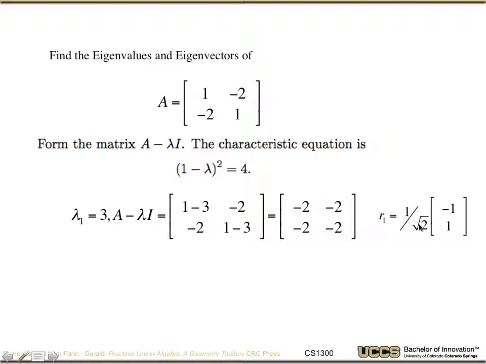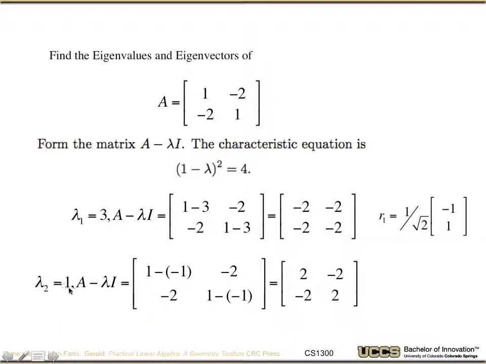The 1 over the square root of 2 is because we like to put them in normalized form, so the length of the vector has to be 1. But any multiple of [-1, 1] will actually give us our eigenvector associated with the dominant eigenvalue, which is equal to 3. Our second eigenvalue is 1.